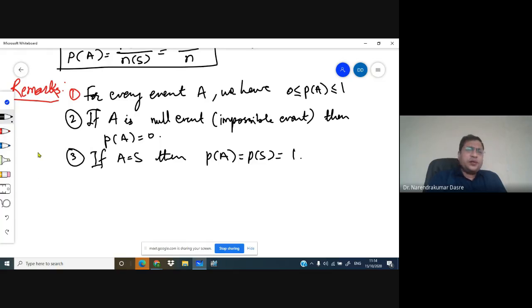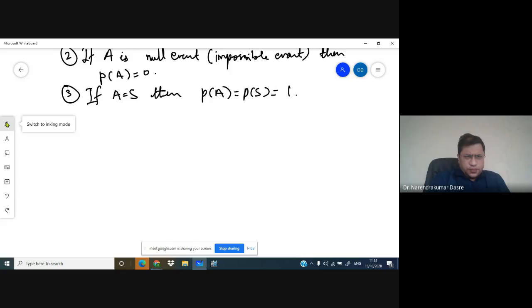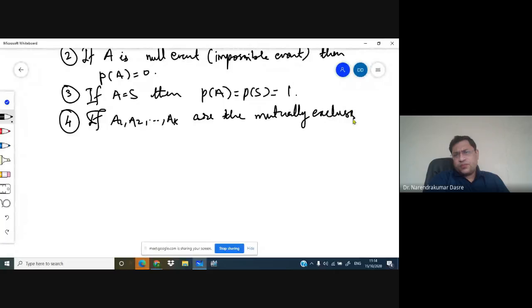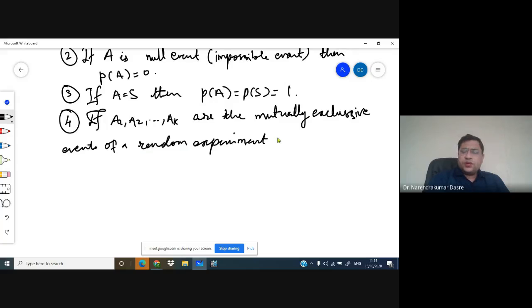Okay, now there are some basic theorems on probability. So what is that basic theorem? So we can think of the theorem: if A1, A2 up to AK are mutually exclusive events of a random experiment, then we have the summation of Pi, i running from 1 to k, is equal to 1.